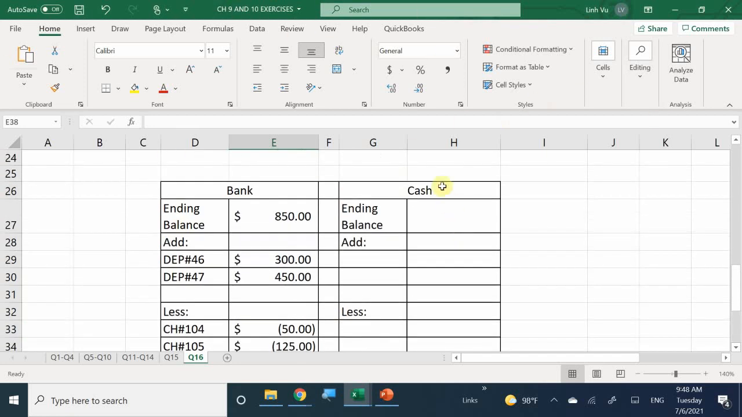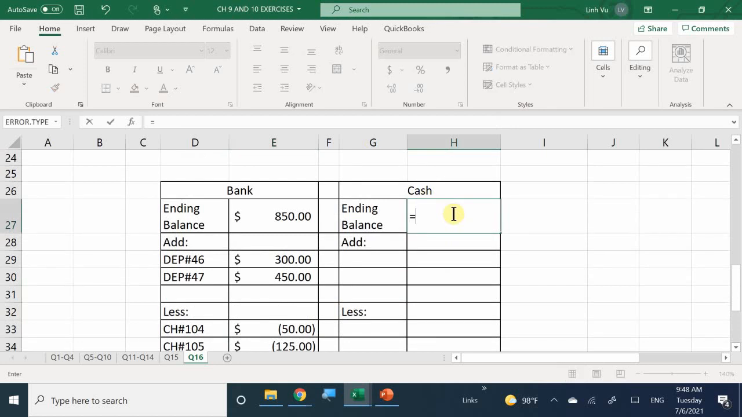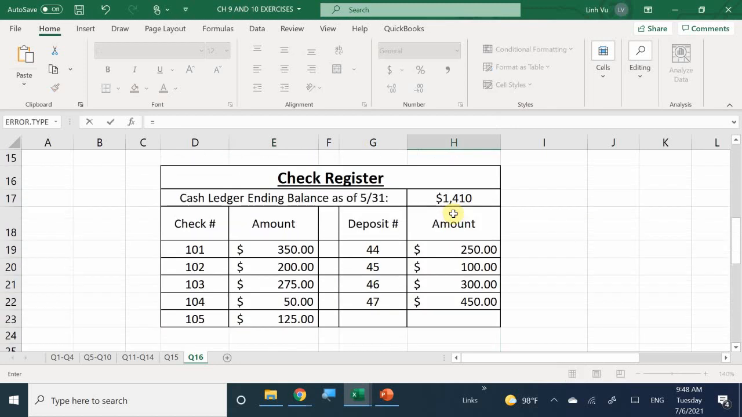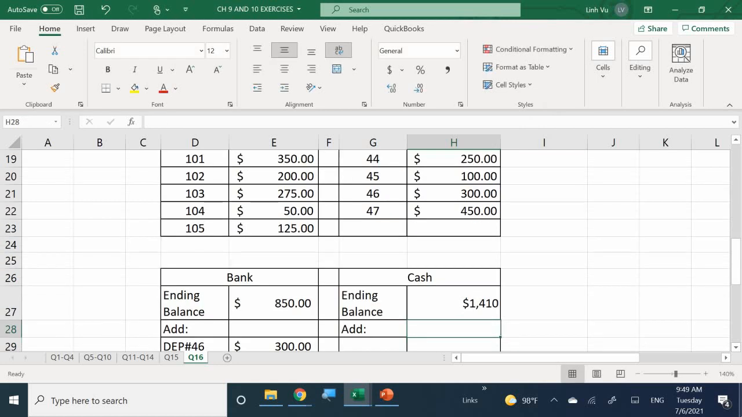First thing that we have to start off with is our ending balance. So let's take a look at our cash or check ledger. What is my total ending balance? 14,10. Okay.